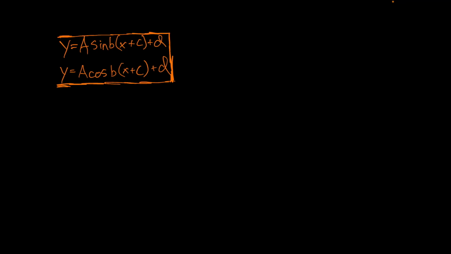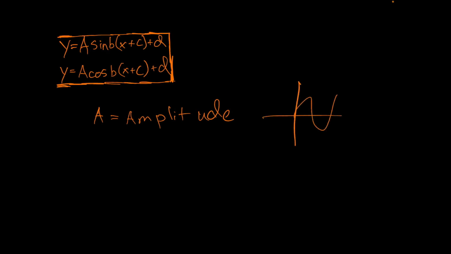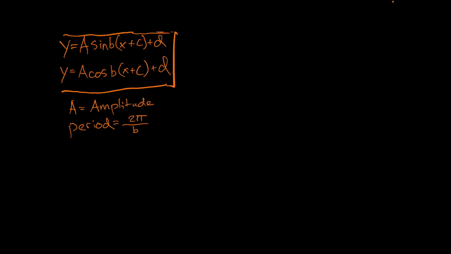Alright, so I'd like to show you something, which is y equals a times the sine of b times x plus c plus d, and y equals a times the cosine of b times x plus c plus d. Now a equals our amplitude, which is our vertical stretch. So let's say we graph a function like this. Amplitude is the vertical distance between the midline and its longest points. We can use b to find out the period using this formula. Now what about c? C is the horizontal shift, and d is our vertical shift.